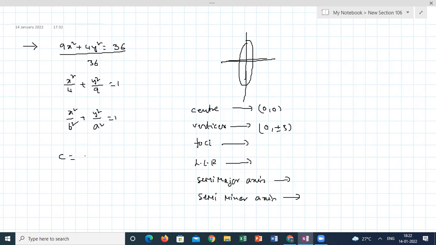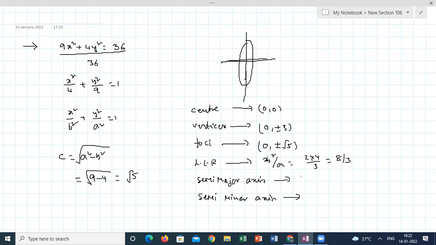Same way, A square minus B square under the root. 9 minus 4 under the root. It is root 5. Correct? So what is the foci? 0, plus or minus root 5. Yes, sir. Length of the latus rectum. Formulas won't change. 8 upon 3, sir. 2B square by A, which is nothing but 2 into 4 by 3, 8 by 3.